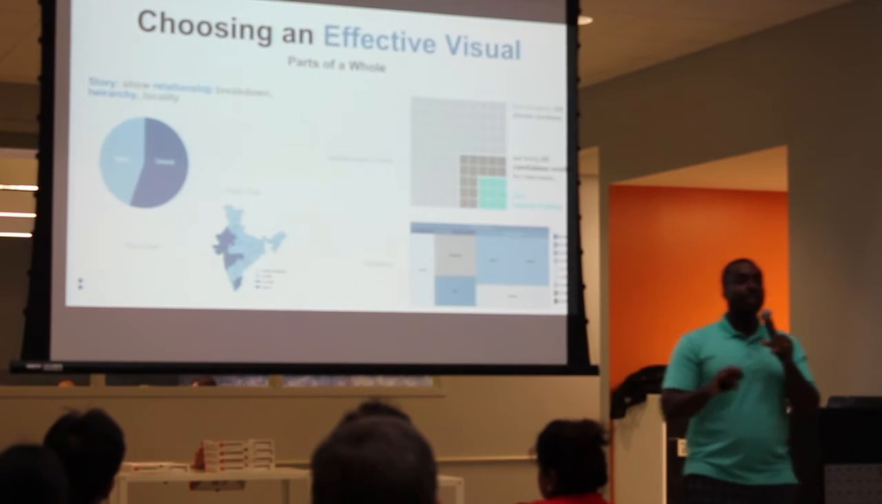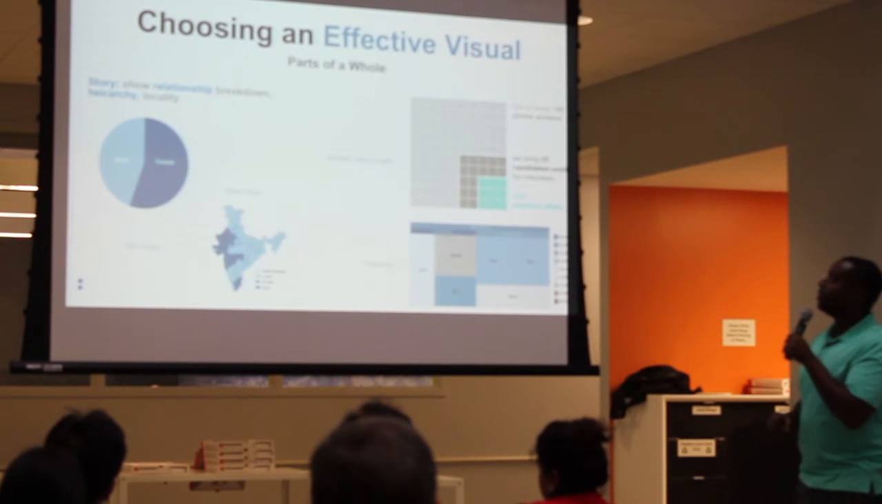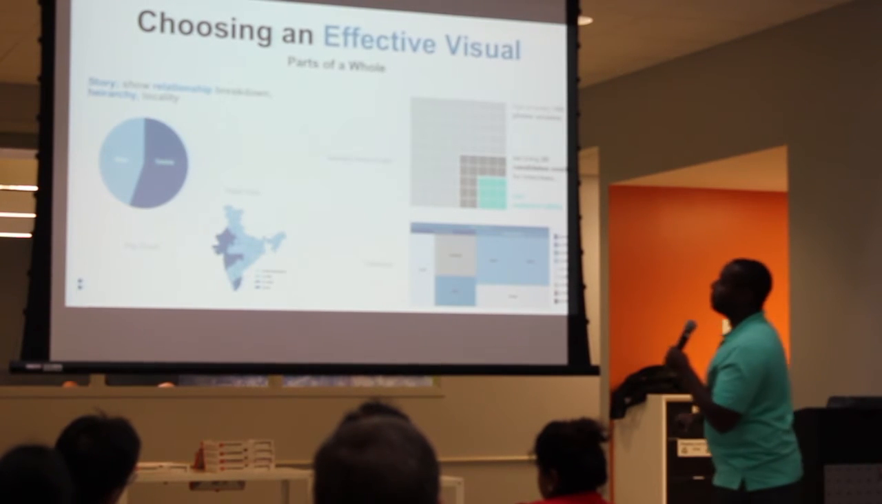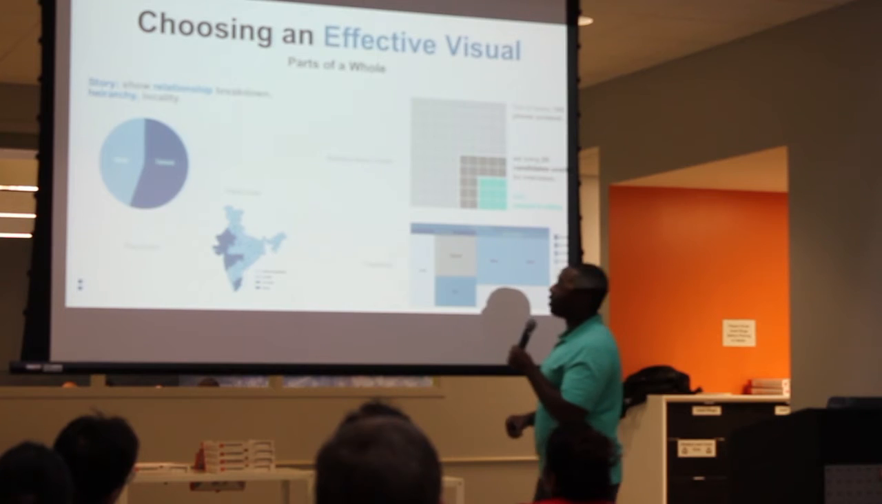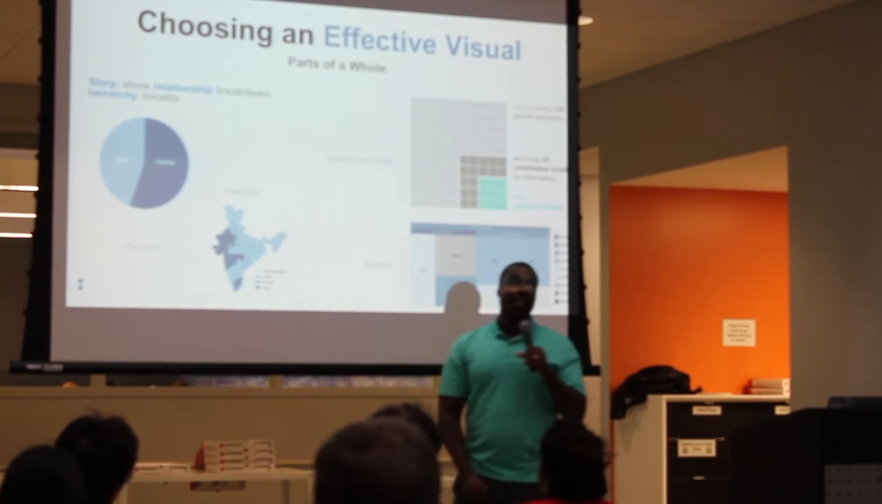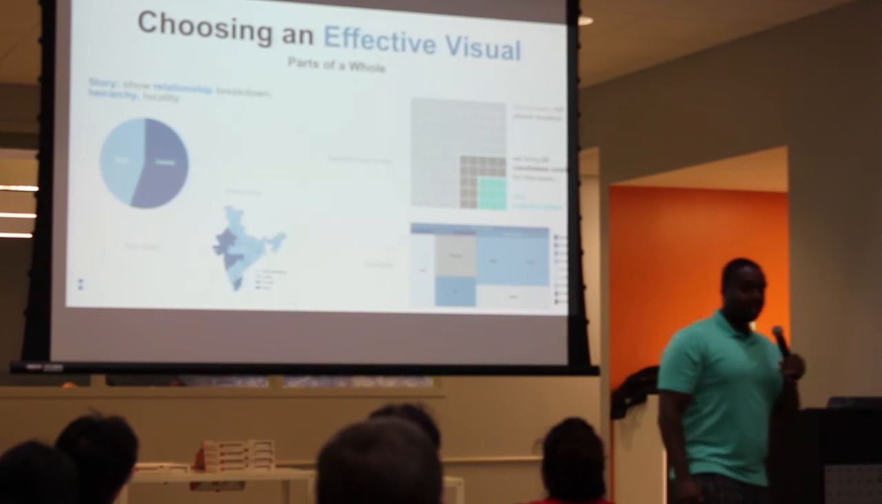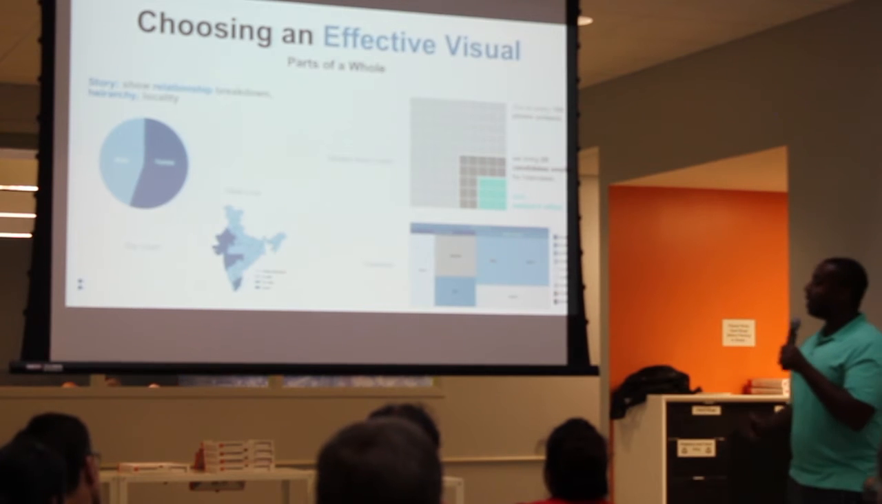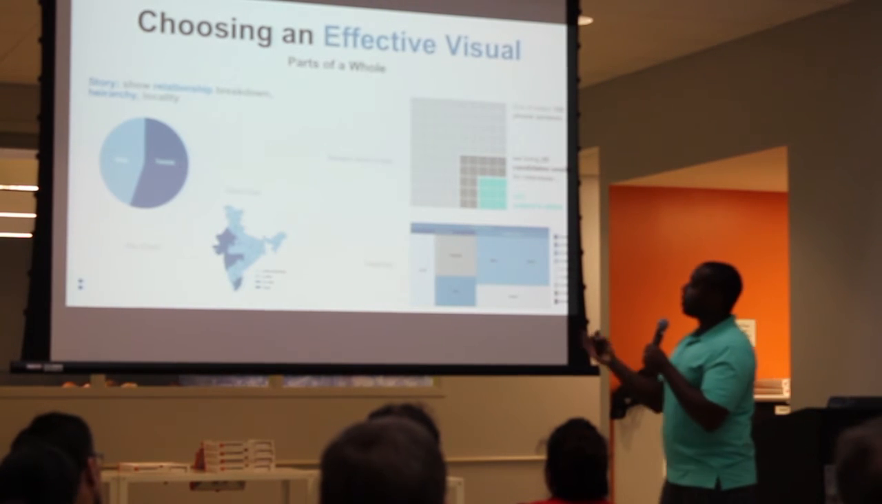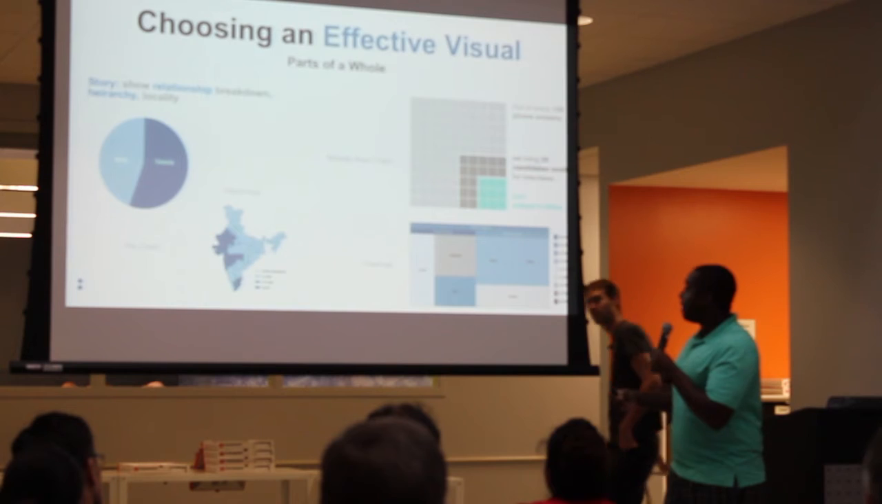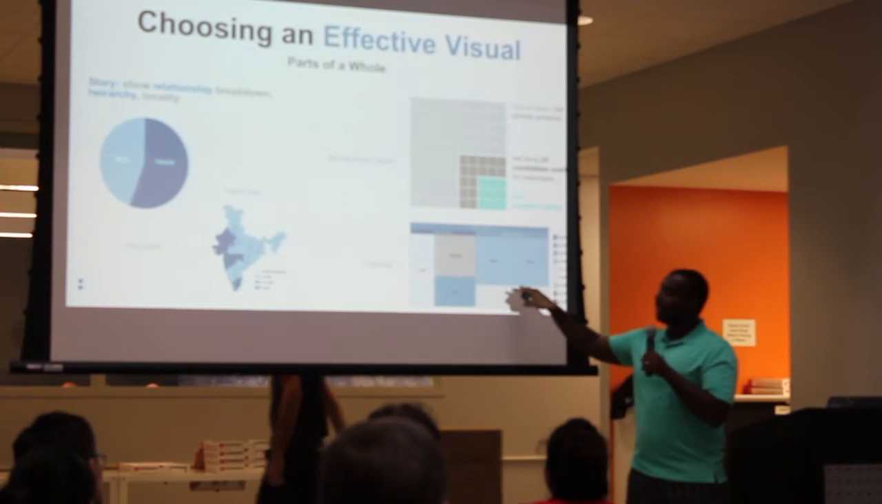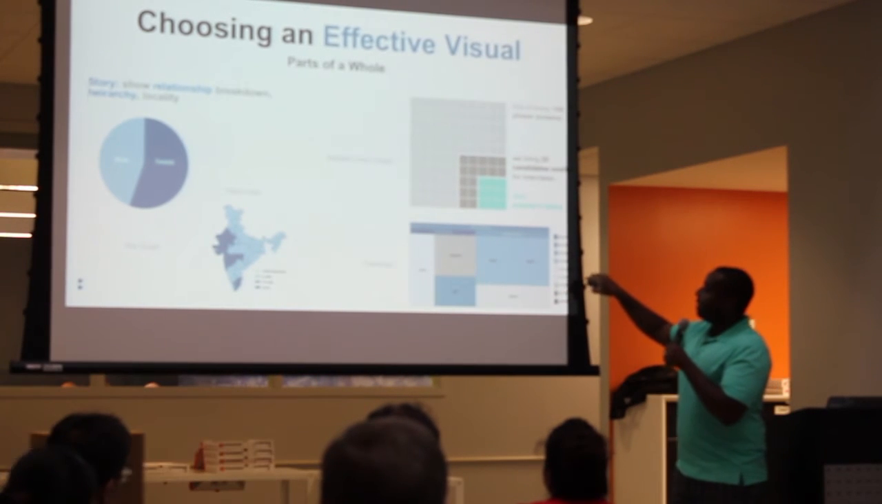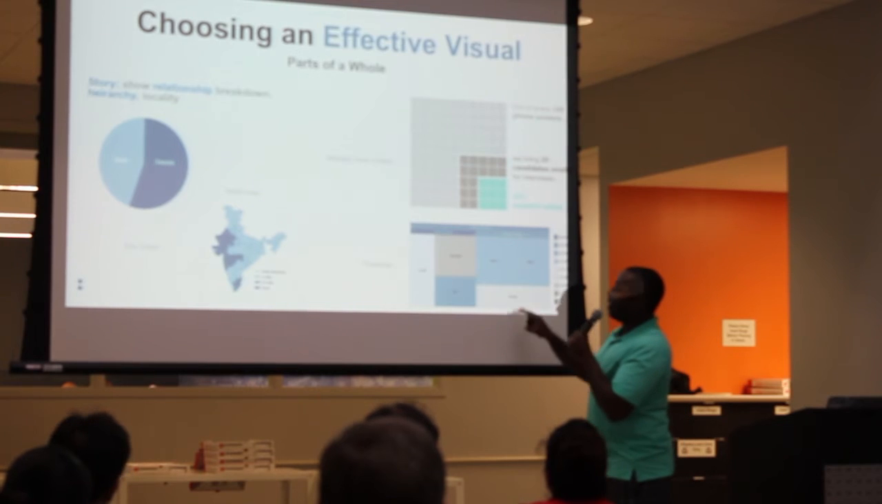And I will say that there are many others. I'll quote a couple of interesting ones. Parts of a whole: we'll talk about pie charts. You can use a pie chart. In general, we'll talk about some guidance about pie charts. Heat maps are great as well. Tree maps are good for hierarchy.